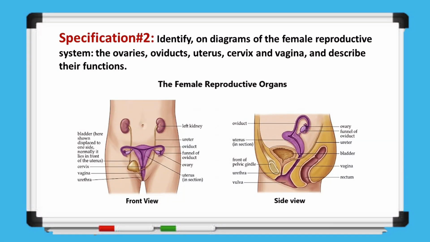Next, we move to specification 2, which asks us to identify the main parts of the female reproductive system on diagrams. These include the ovaries, oviducts, uterus, cervix, and vagina, and we also need to understand the functions of each of these structures. So here we will now look at the female reproductive organs.